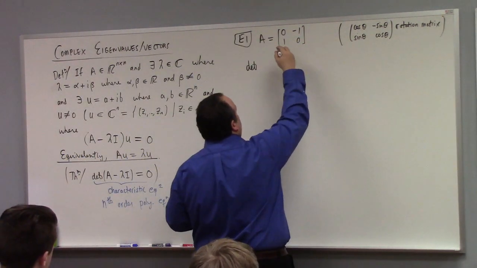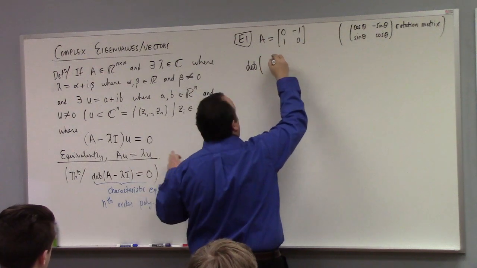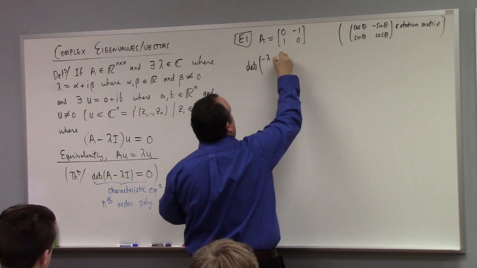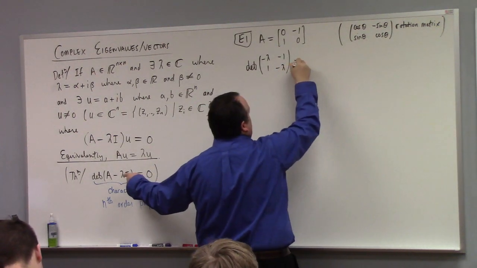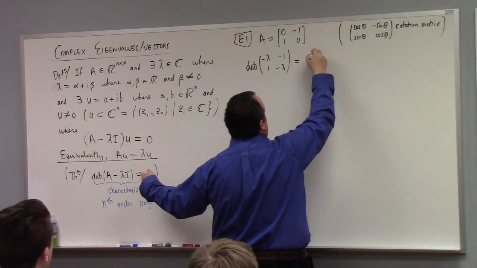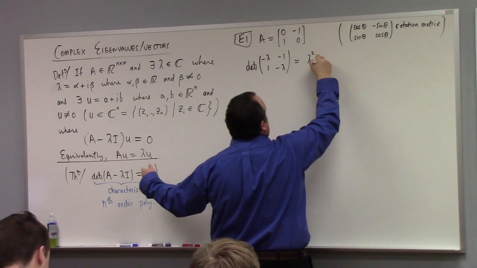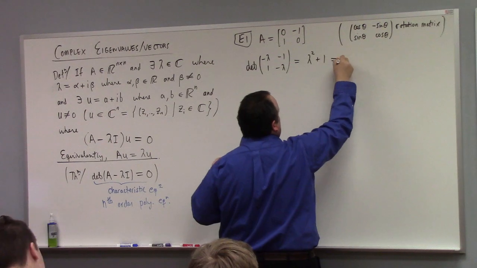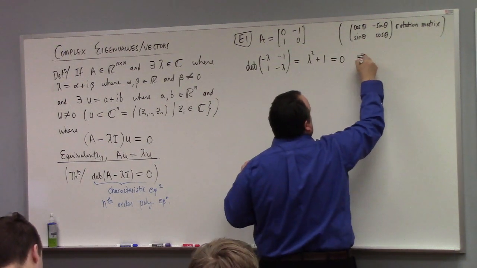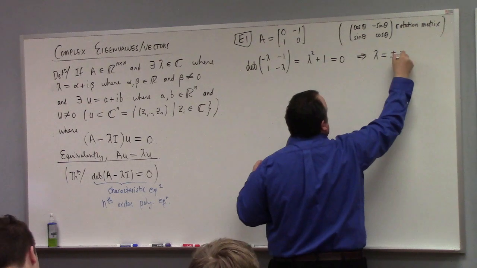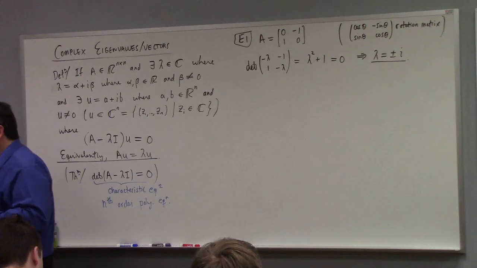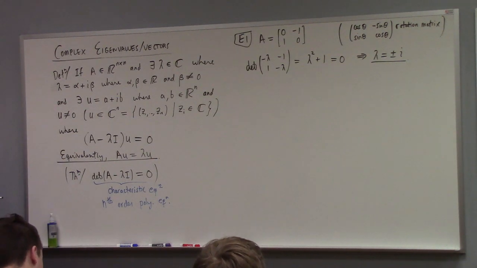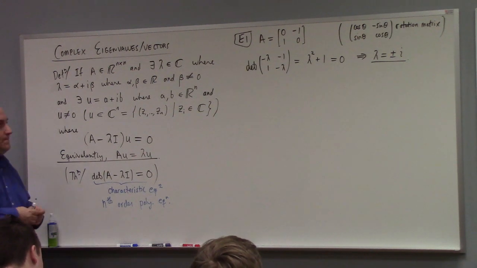So I'm going to show you that today. Let's find it. We've got minus lambda, minus 1, 1, minus lambda, if I do my A minus lambda I there. That gives me minus lambda times minus lambda, which is lambda squared. So you get lambda squared plus 1. You set that equal to 0. This tells me that lambda is plus or minus i. These are my eigenvalues. In this case, the eigenvalues were pure imaginary.